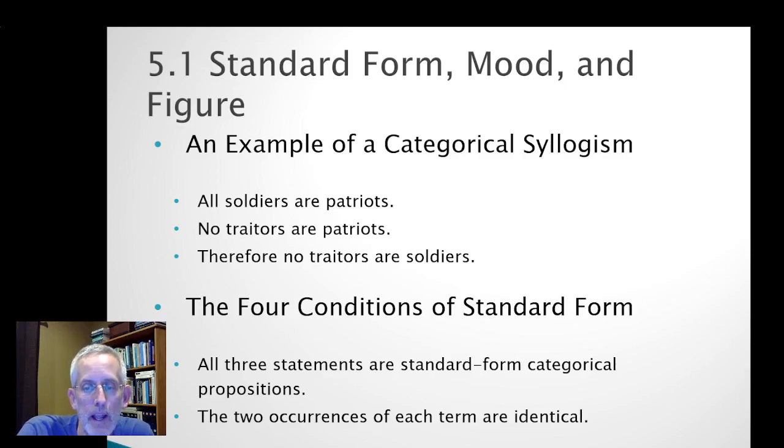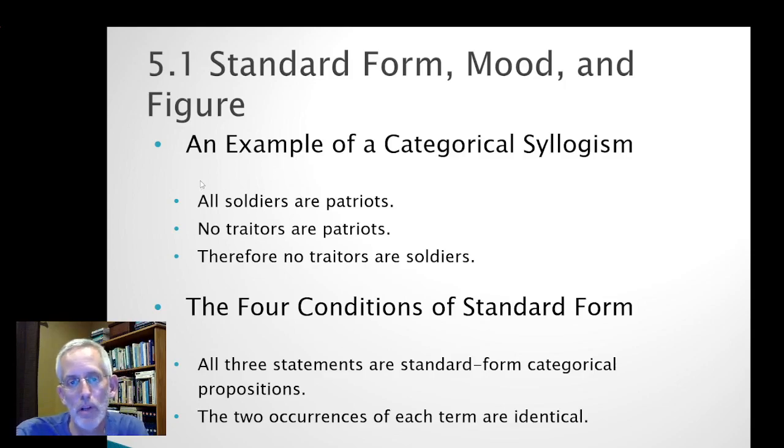We're going to take those standard form categorical propositions that we learned about last week and construct syllogistic arguments from them. Let's start with trying to understand what a categorical syllogism actually is. A categorical syllogism is just an argument that has two premises and one conclusion, and it's constructed out of categorical propositions.